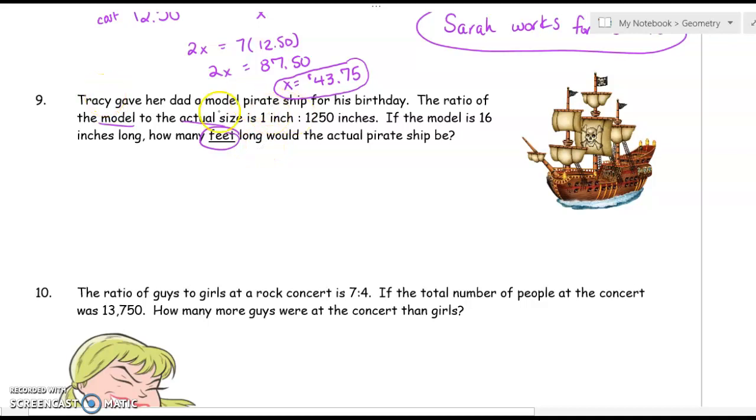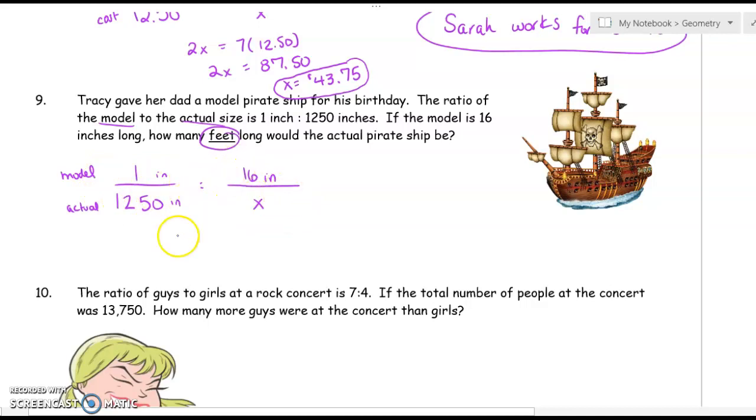We have to set up a proportion. Ratio of the model to the actual is 1 all over 1250. Okay, so we're talking about inches and inches. This is the model on the top, and the actual is on the bottom. And then it says if the model is 16 inches long, so model's on top, so 16 inches will go on top. We're going to figure out, first of all, how many inches the actual pirate ship is, and then we can convert it to feet. Since this was both in inches, these are both going to have to be in inches.